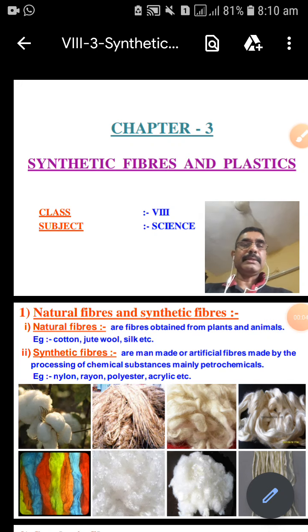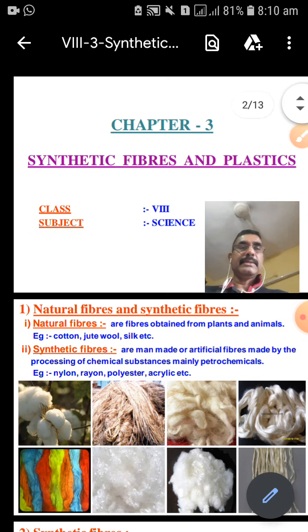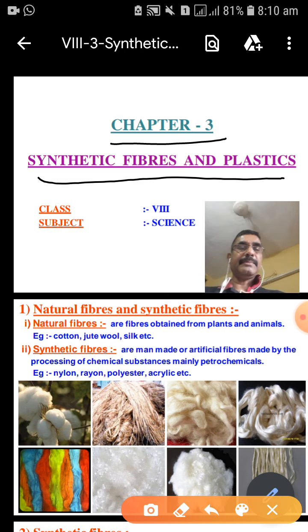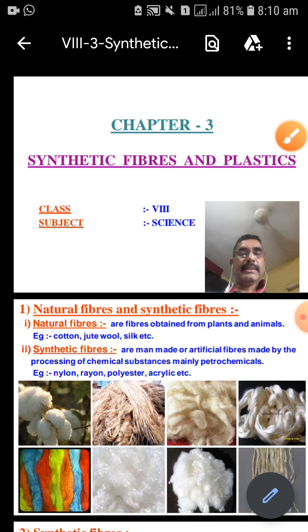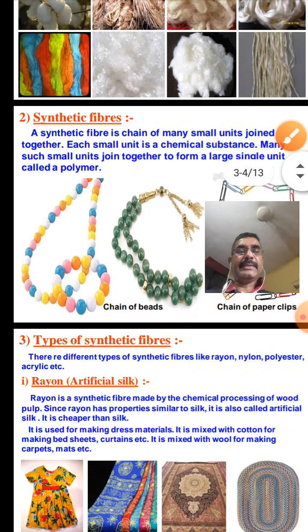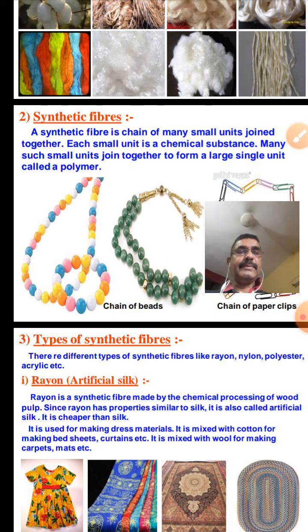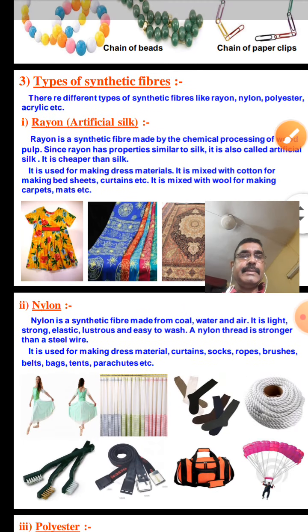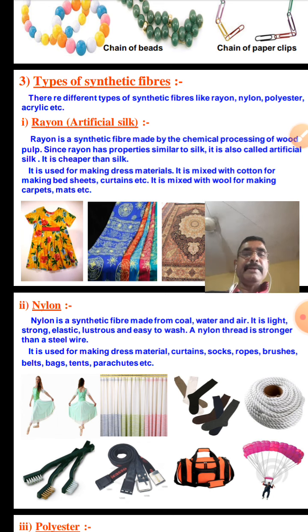Yesterday, we started discussing chapter 3, that is synthetic fibers and plastics. So, today we will continue discussing types of synthetic fiber. Yesterday, we already discussed rayon, that is artificial silk, in detail. So, today we'll continue discussing other types of synthetic fiber.